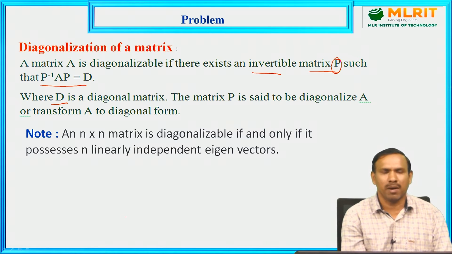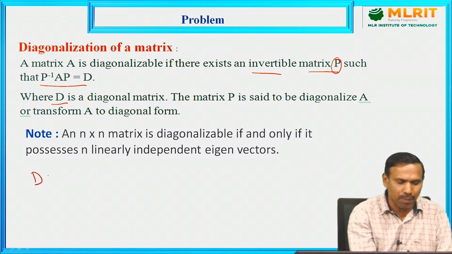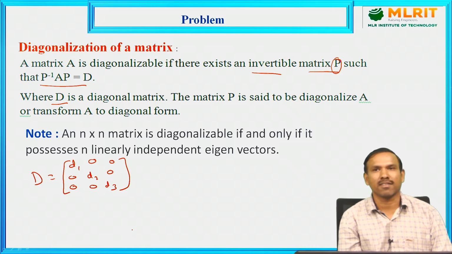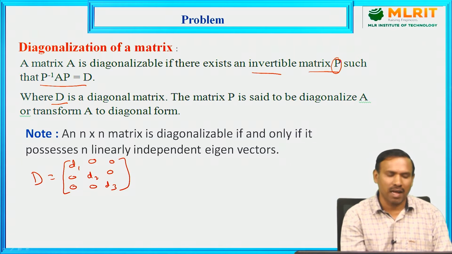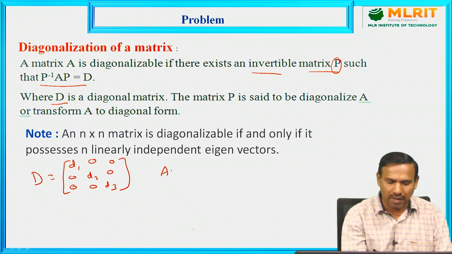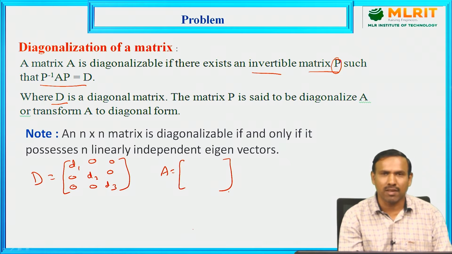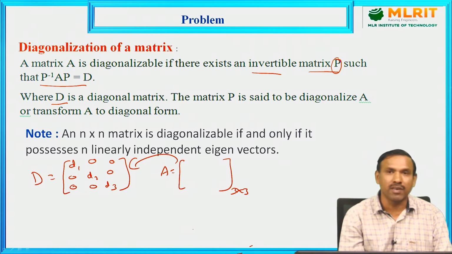What do you mean by a diagonal matrix? A diagonal matrix is one where the principal diagonal elements will be D1, D2, D3 and the other elements are 0. Let us say if I take a 3 by 3 matrix, it is a diagonal matrix: except the principal diagonal elements, other entries will become 0. For any given matrix A, let us say 3 by 3, 2 by 2 or n cross n, how to convert it into a diagonal matrix we are going to discuss.